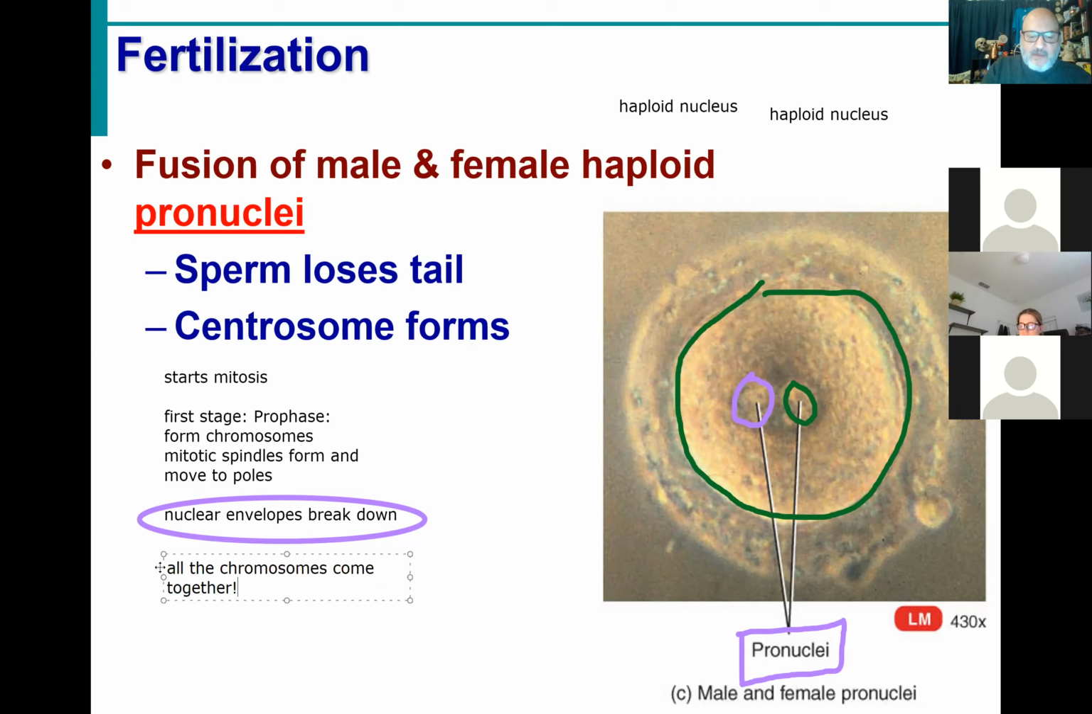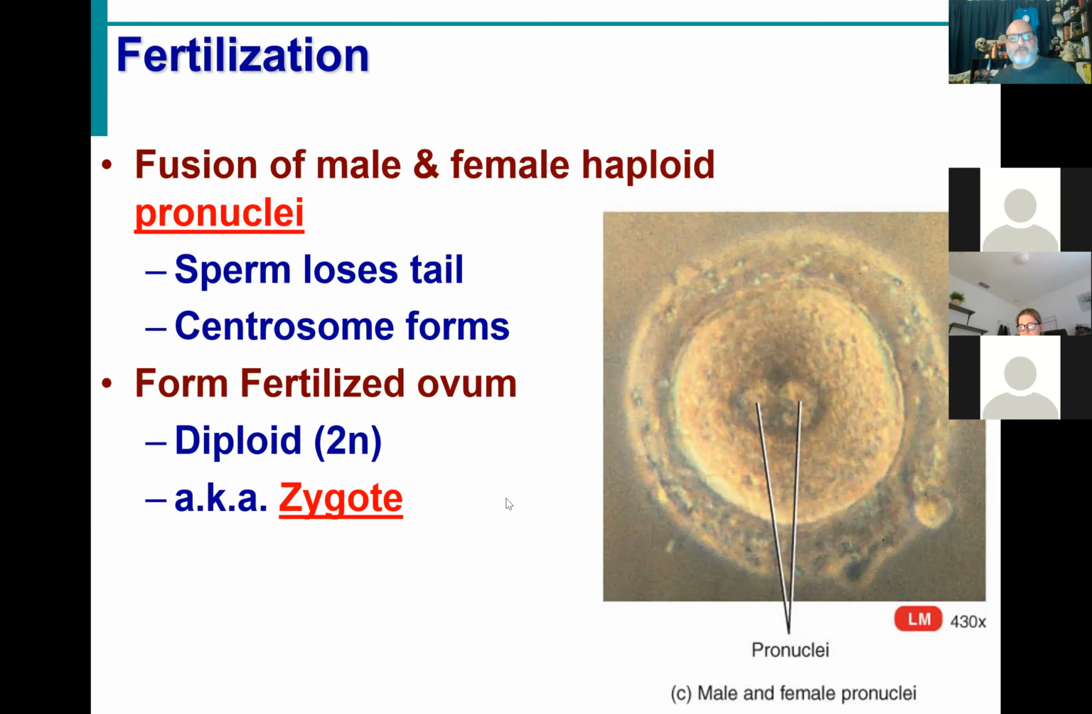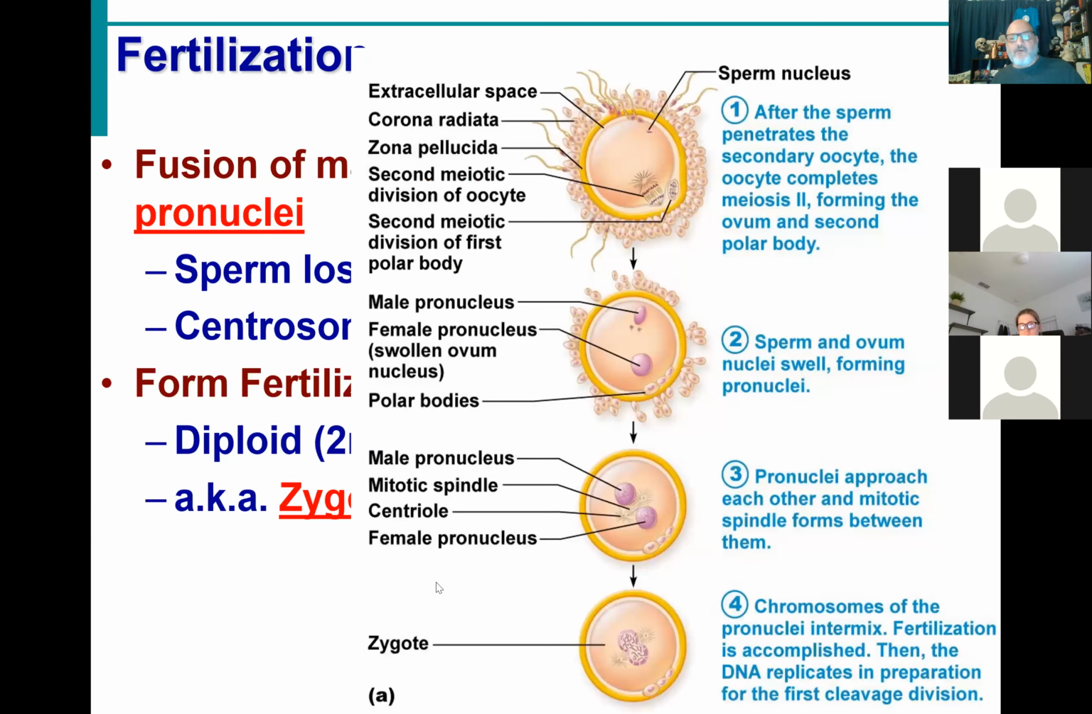that is when we have a zygote. So now that all the chromosomes have come together, we can consider this cell a zygote. And again, I think I actually have some pretty pictures that show this. So it's going to form that fertilized ovum, that diploid cell forming that zygote.